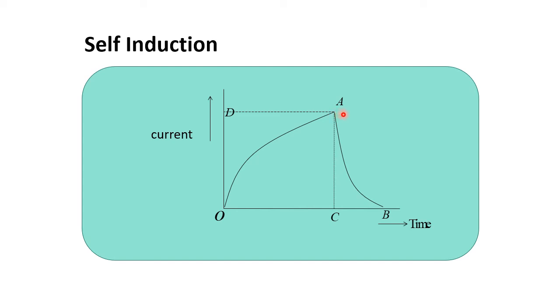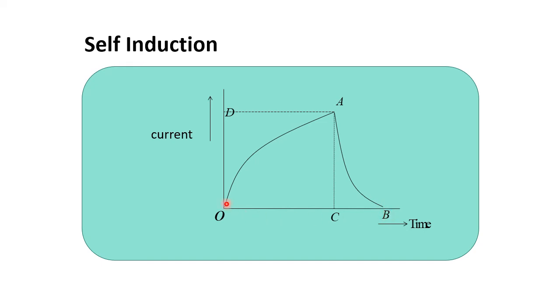So that is why the current slowly develops and becomes maximum. Afterwards it will be a straight line. But if you switch off, the current will not immediately be zero. Some amount of energy will be stored inside, in the form of a magnetic field in the solenoid. So that energy will come out as current. So slowly the current decreases and becomes zero.